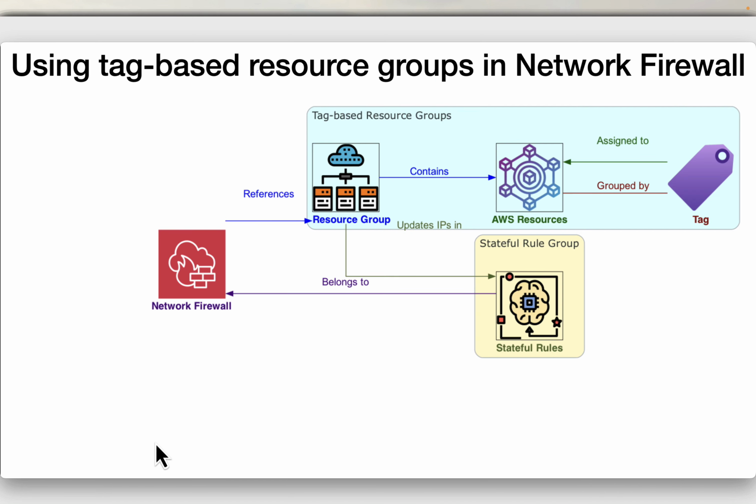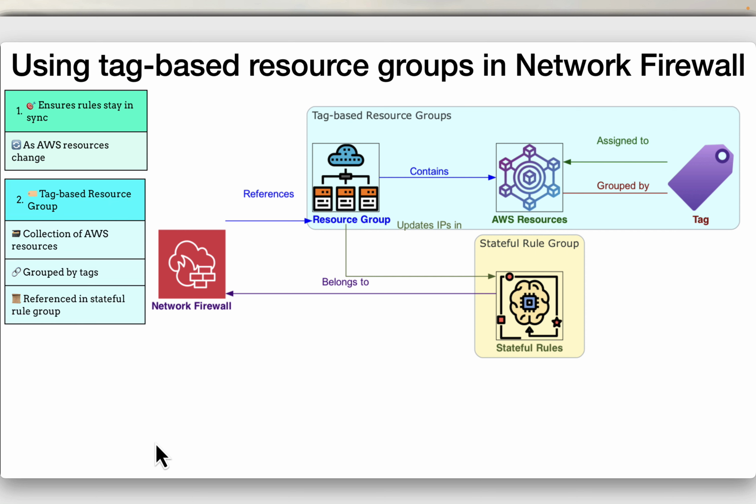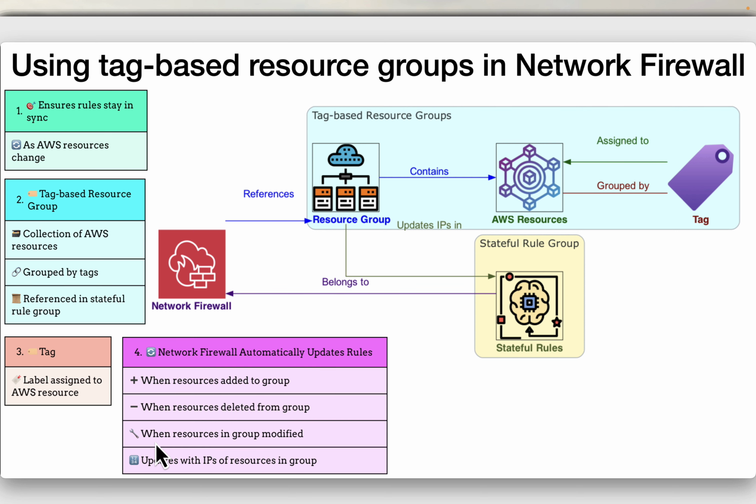Last is using tag-based resource groups in Network Firewall. You can use tag-based resource groups to ensure that your rules stay in sync as your AWS resources change. A tag-based resource group is a collection of AWS resources grouped by tags that you can reference in a stateful rule group. A tag is a label that you assign to an AWS resource. As you add, delete and modify the resources belonging to the resource group, Network Firewall automatically updates your rules with the IPs of the resources in the resource group.